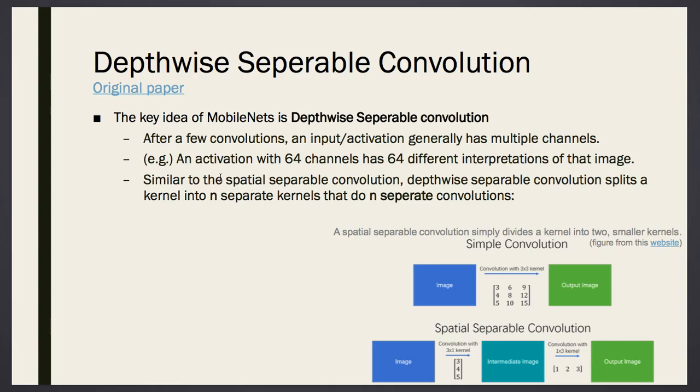So, similar to spatial separable convolution, depthwise separable convolution splits a kernel into n separate kernels that do n separate convolutions, with n being the depth dimension here. Okay, I think you got the idea. We're going to separate the convolutions into one-dimensional parts, and they will be along the depth dimension.